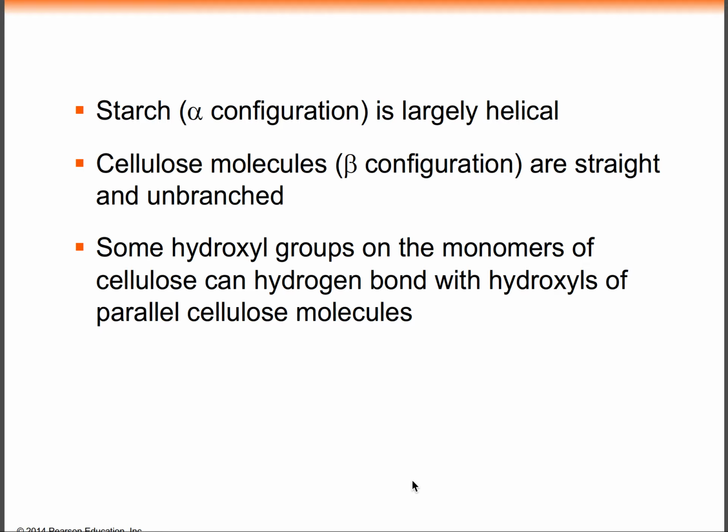Starches are helical when they're in the alpha configuration. Something about a helical property to a starch is like your double helix. So I think you're pretty familiar with the way a helix is. And our cellulose are very straight and they're unbranched. Some of the hydroxyl groups on the monomers of cellulose can hydrogen bond with the hydroxyls of the parallel cellulose molecules. So this just says that our hydroxy group, our OH, on the monomers of our cellulose can bond with the OHs that are on the parallel ones.